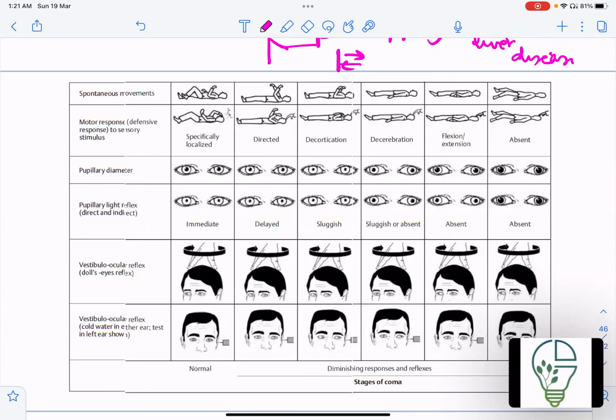You can go through it as a very, very quick review. The doll's eye is very clear. I hope it makes more sense to you now.